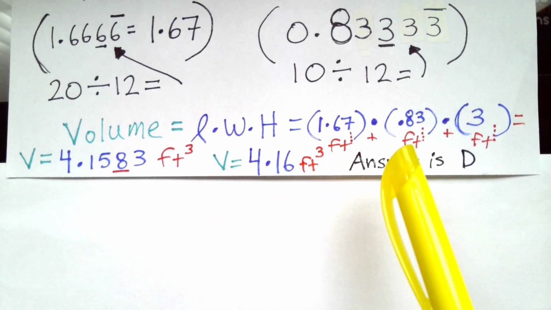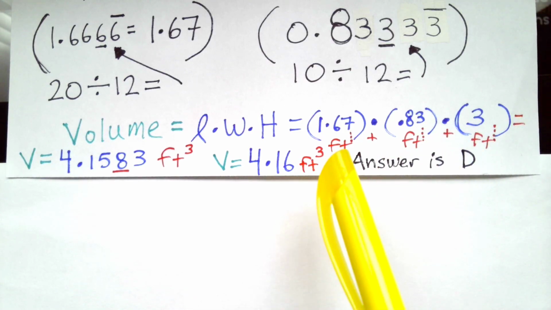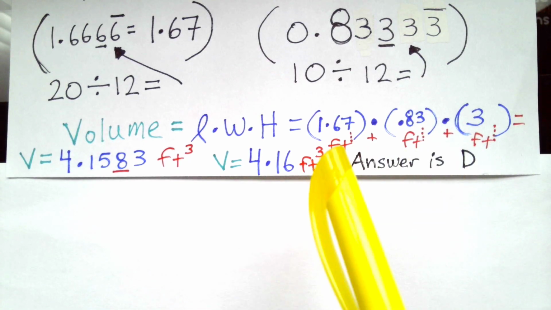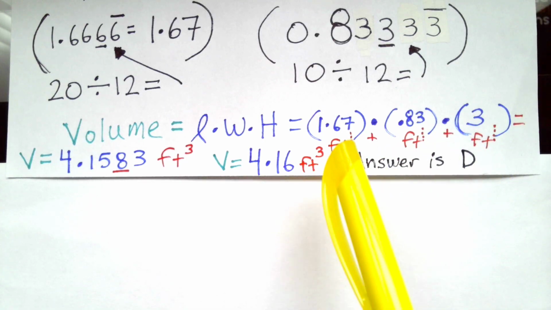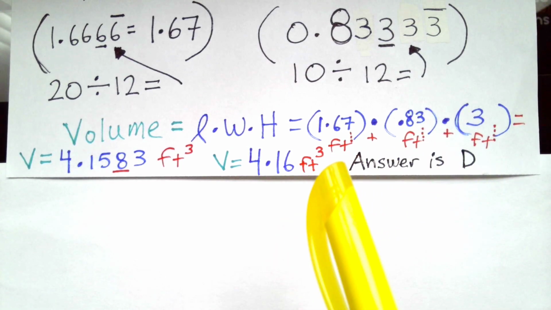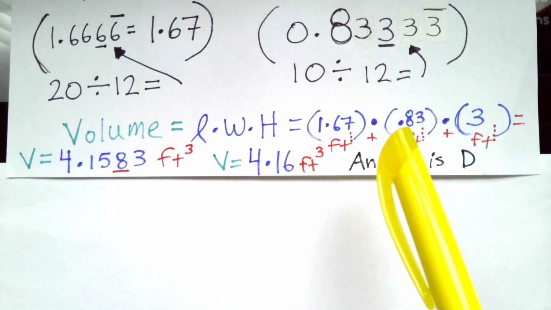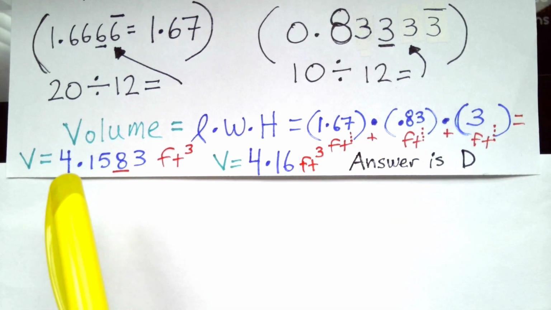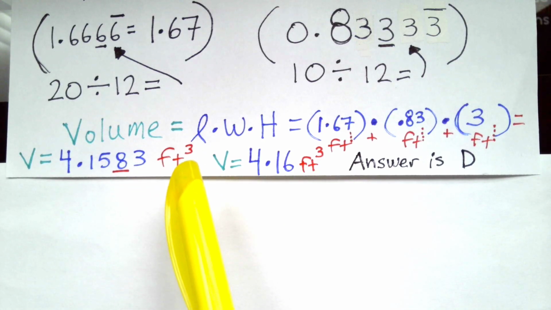And these are feet, feet, feet. There's an invisible 1 in the exponent's place, and when you multiply, like any variable, x, y, z, meters, feet, you add the exponents, which gives you feet cubed. You really don't have to know that. That is in the answer for you. It's just a further explanation. If you multiply 1.67 times 0.83 times 3, you end up with a volume of 4.1583 cubic feet.